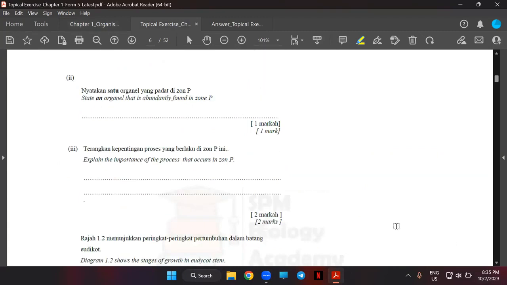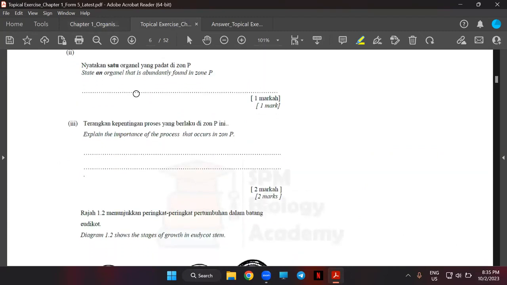Next question. Nyatakan satu organelle yang terdapat di zone P. State an organelle that is abundantly found in zone P. 1 mark only. Very short answer.